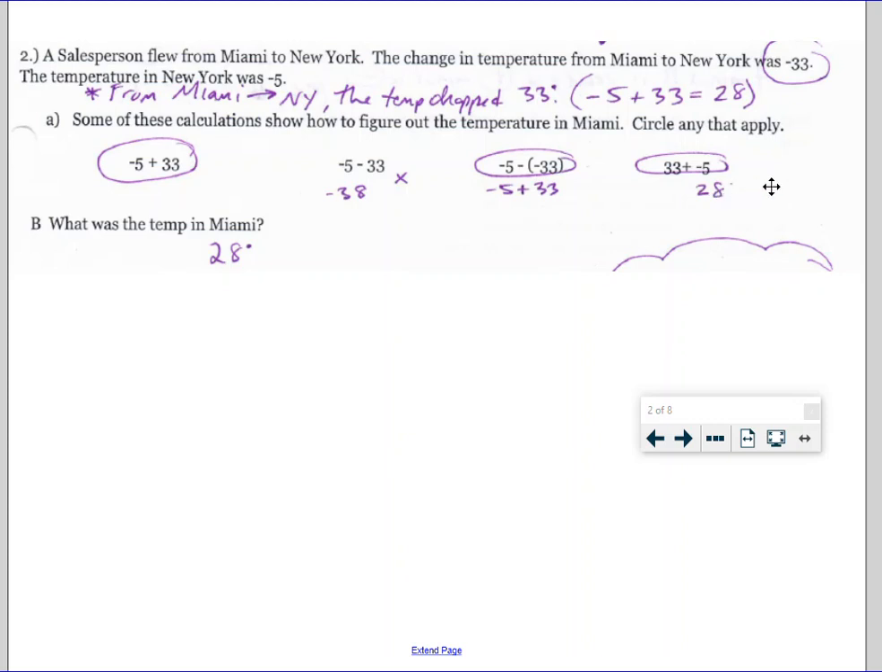You could think of that as the same thing as the first one, really, because the order of the numbers doesn't really matter when you're adding. And here we have -5 plus 33, and here we have 33 plus -5. So with addition, it doesn't matter if we're adding 2 and 3 or 3 and 2, we still get the same answer, like 5. All right, moving on to the next problem.